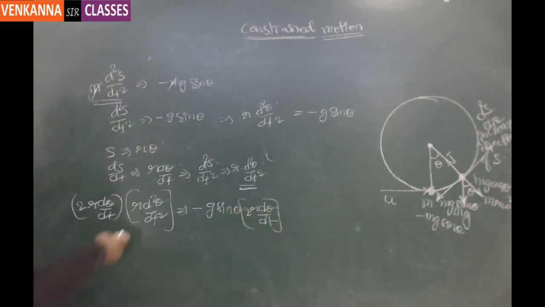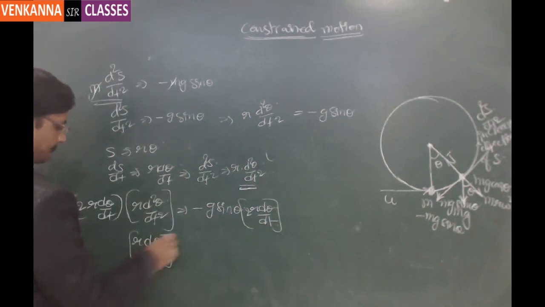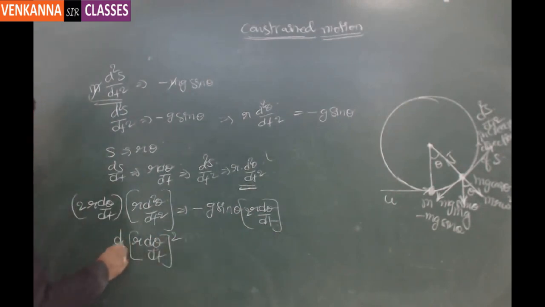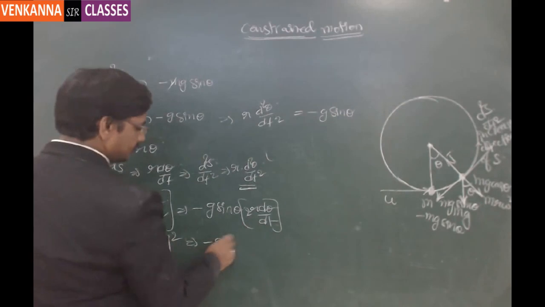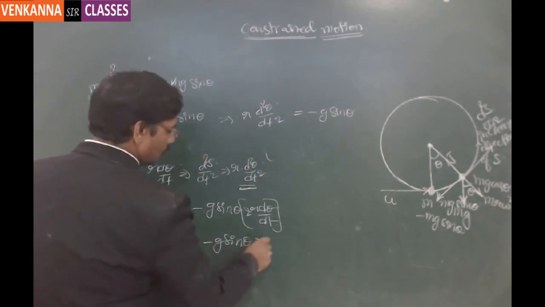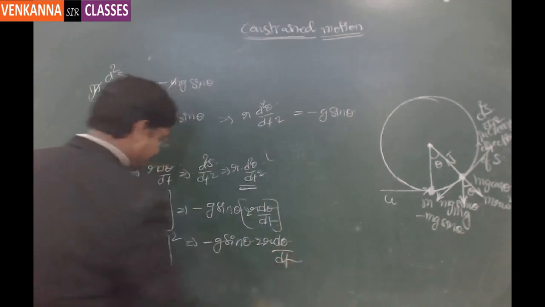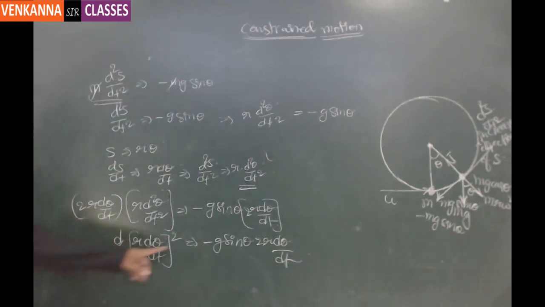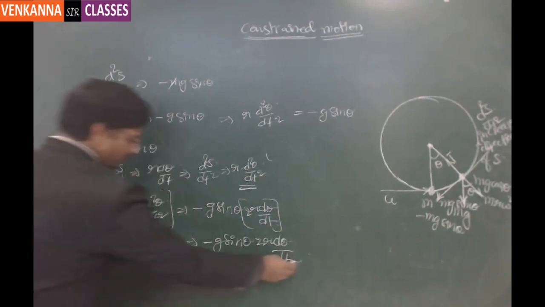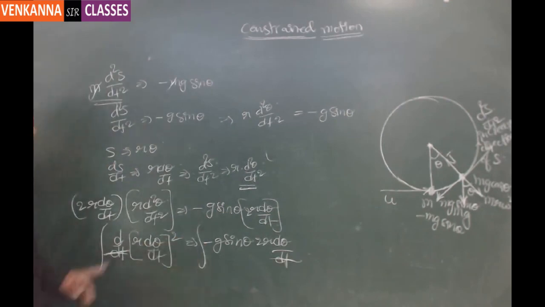If you carefully notice, the left side is d by dt of r into d theta by dt whole square. So this is actually the derivative of this. If you take the derivative of it, 2 times r into d theta by dt, and the derivative of d theta by dt is r into d square theta by dt square, r being the constant. So this dt and this dt will cancel out, and then you can integrate on either side. This being the exact differential, the d and integral will cancel out.